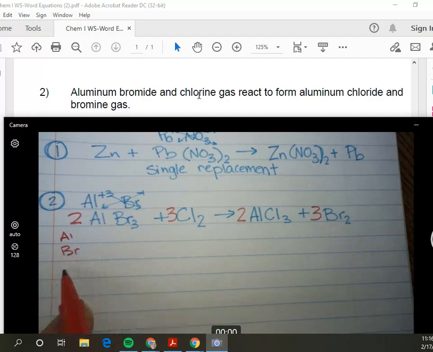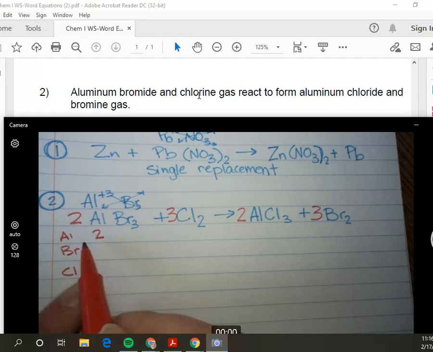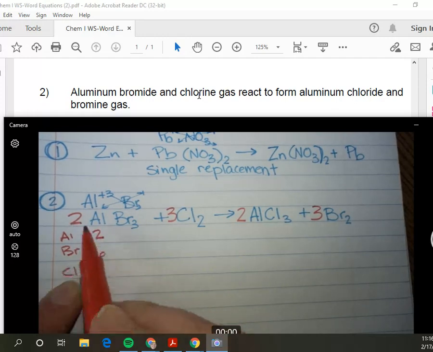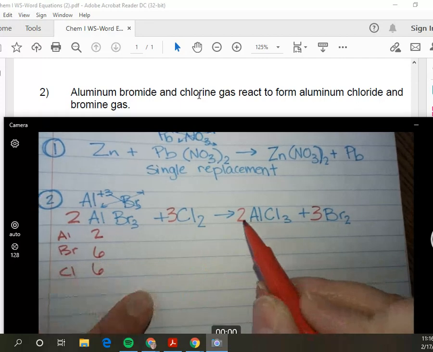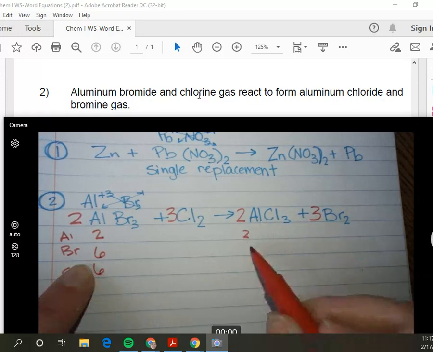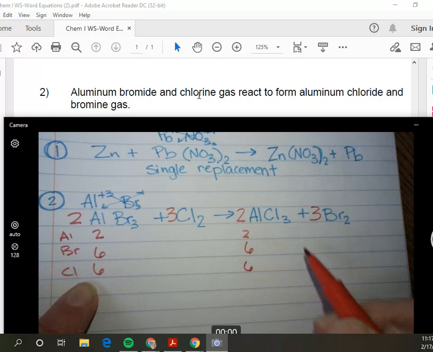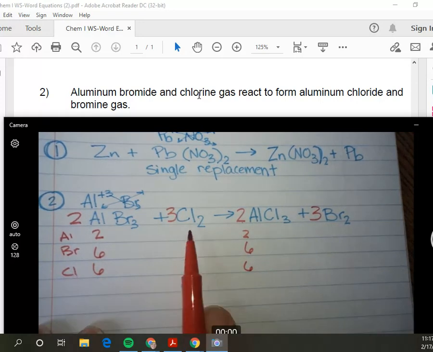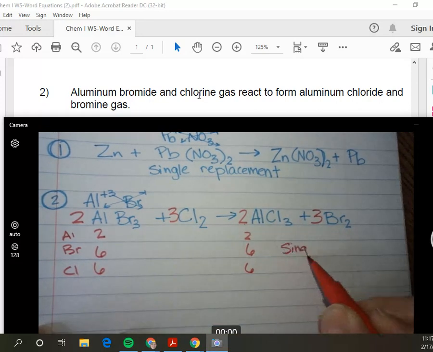Aluminum, bromine, chlorine. I have 2 times 1 is 2. 2 times 3 is 6. 3 times 2 is 6. 2 times 1 is 2 for aluminum. For bromine, 3 times 2 is 6. For chlorine, 2 times 3 is 6. And we're balanced. And we look, it is also a single replacement. So we'll just make note of that for good practice.